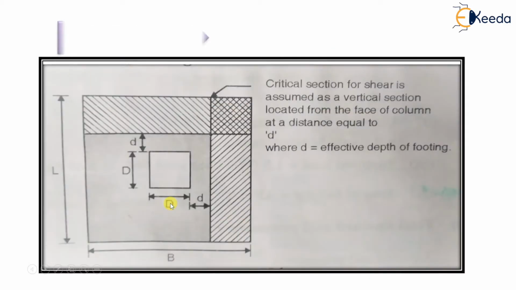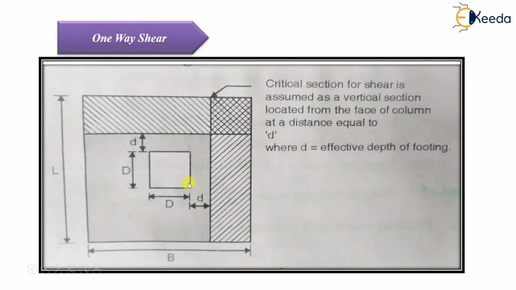Here you can see in this picture you will get the idea about one-way shear. Here is the footing which has the length L and width B. For the one-way shear criteria, the critical section of shear is assumed as a vertical section located from the face of the column. This is your column and this is the column face, and it should be at a distance of small d. And what is small d? It is the effective depth of footing. Here you can see that the highlighted part is the critical section for one-way criteria.